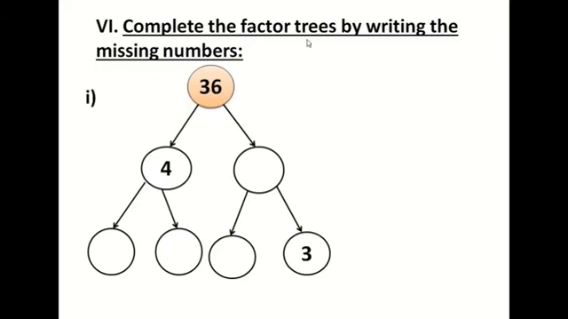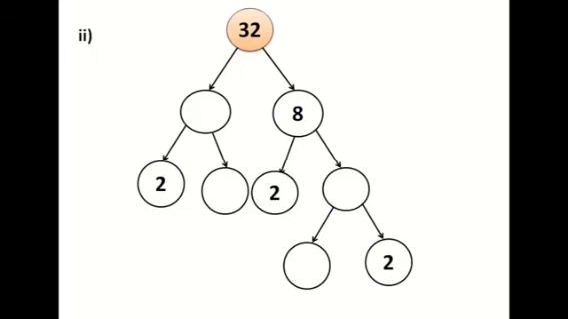Sixth main, complete the factor trees by writing the missing numbers. Here it is given 36. You have to choose a pair of factors. One is given, 4, the other one you have to find out, then fill the rest of the places. Next one is 32. Here also one pair of factors. One is 8 here, another one is empty. You have to fill all the places. So I know you all can do it.